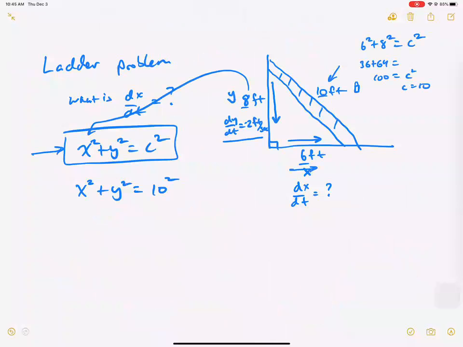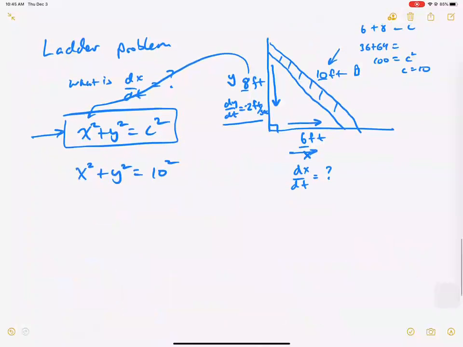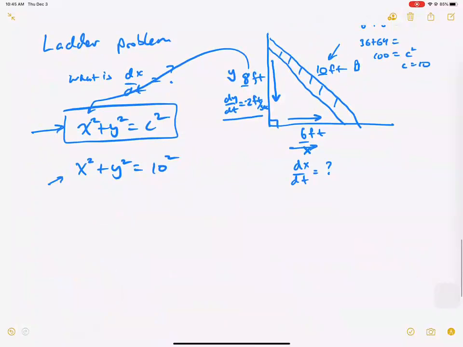So that's the problem. Now, let's go ahead and try to get to dx dt or dy dt. We just take the derivative. The derivative of x squared plus y squared is 2x dx over dt plus 2y dy over dt equals 0, because the derivative of a constant is 0. Now, I want to show you a side note. What if I forget to plug in the constant? What if I left this as c squared? Then this would have been 2c dc over dt. What if I did that?